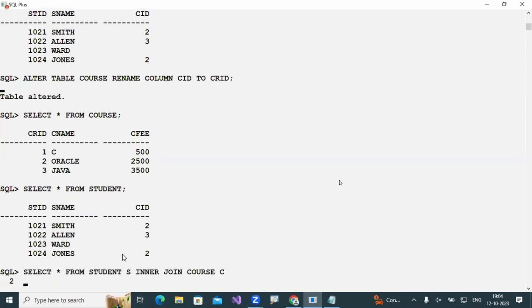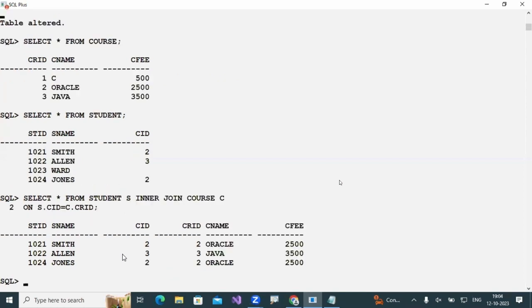CRID. Now tell me, the names are different, but still the equi-join works. Working? Yes. But now you can go for your natural join. I'm writing the same thing with natural join. You can see what happens.